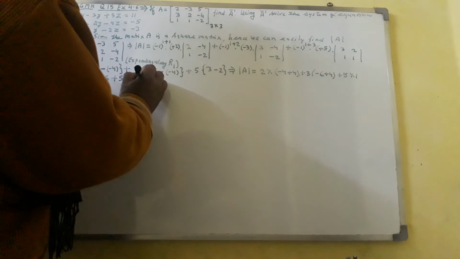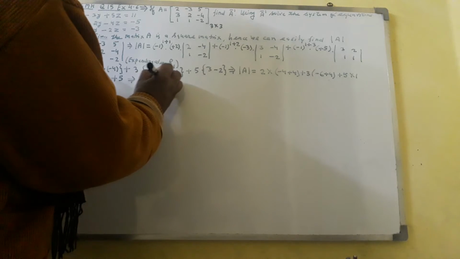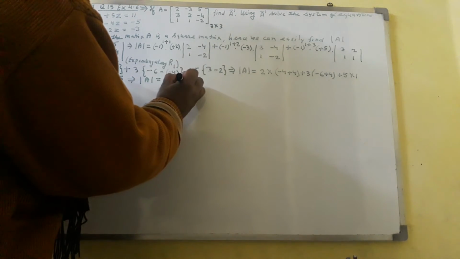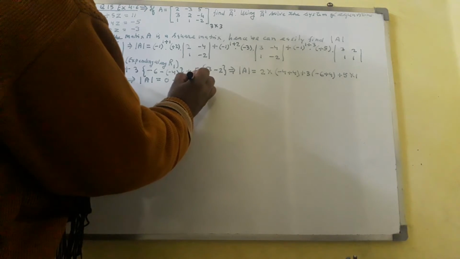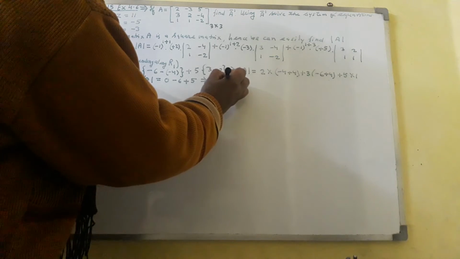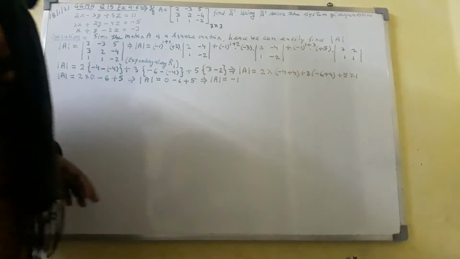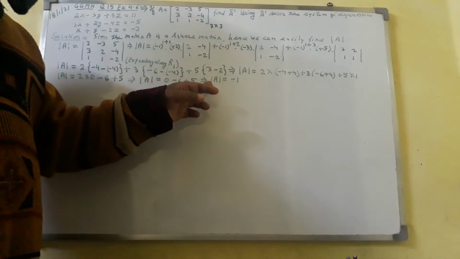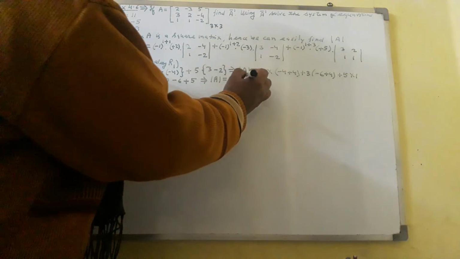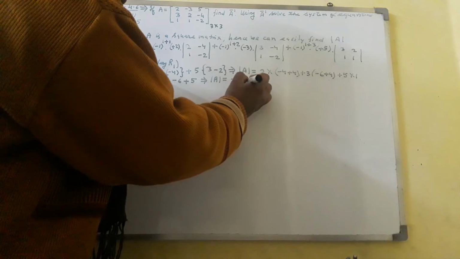Imply that determinant of matrix A comes out to 0 minus 6 plus 5 comes out to determinant of matrix A equal to minus 1. So here you have got determinant of matrix A, you have got minus 1. So not equal to 0.